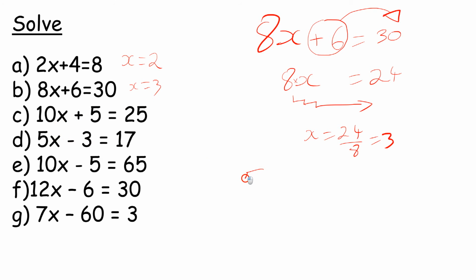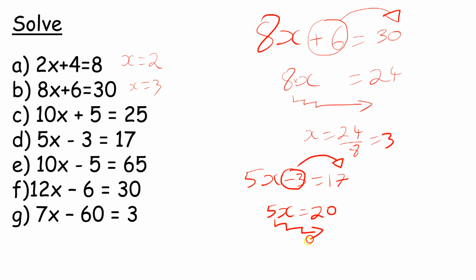Now D, we have 5x minus 3 equals 17. I need to float the minus 3 over the equal sign, so it will become a plus 3, giving me 5x equals 20. I then need to divide by 5, giving me x equals 20 divided by 5, which is 4. So I can say x equals 4. Not the third one, sorry, for D.